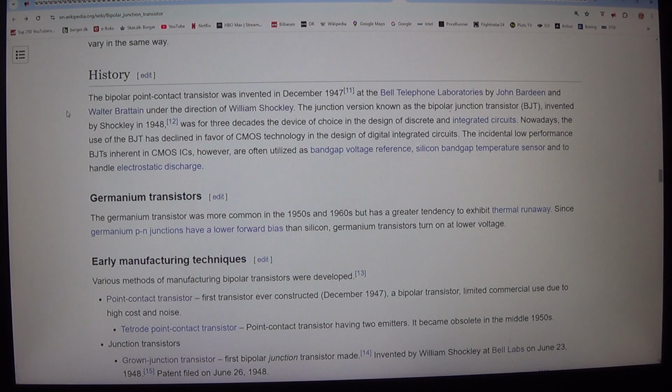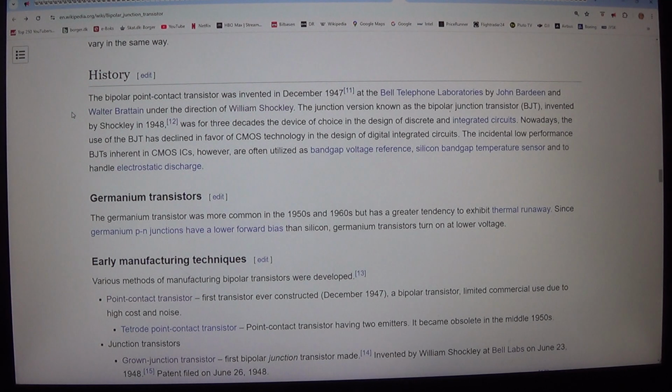Nowadays, the use of the BJT has declined in favor of CMOS technology in the design of digital integrated circuits. The incidental low-performance BJTs inherent in CMOS ICs, however, are often utilized as bandgap voltage reference, silicon bandgap temperature sensor and to handle electrostatic discharge.